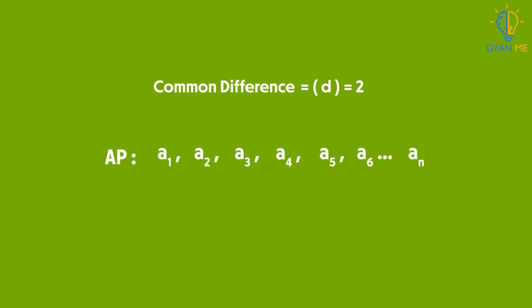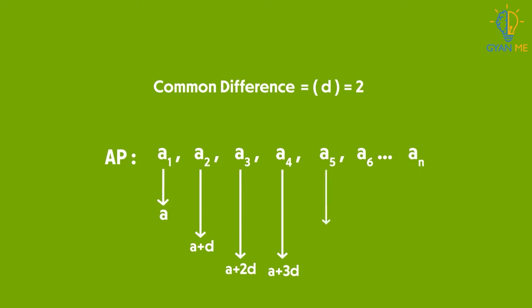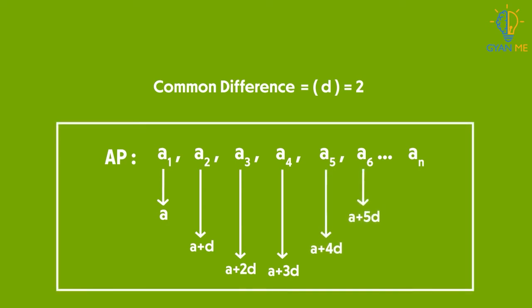Or if we want to write this AP in terms of the first term, we have the first term as a, the second term as a plus d, the third term as a plus 2d, the fourth term as a plus 3d, and so on. This represents the general form of an AP where a is the first term and d is the common difference.